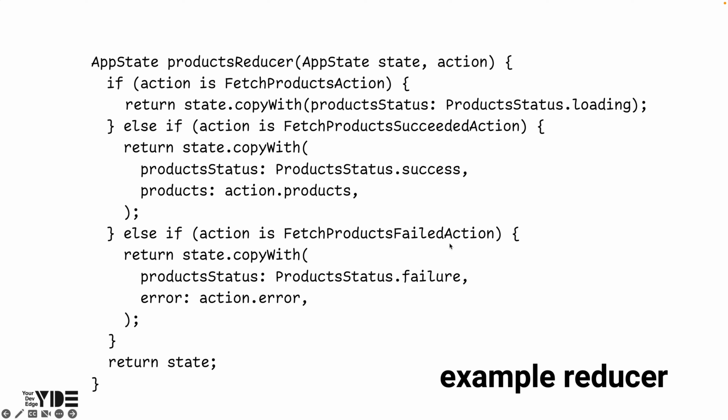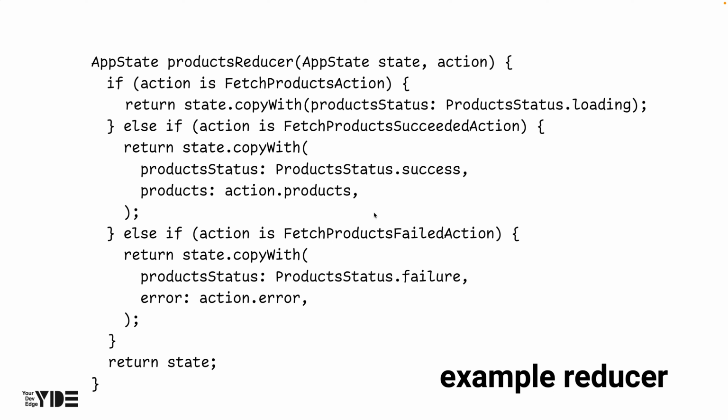If the action is a fetchProductFailedAction, then fetching data from the remote API has failed. In this case, use the copyWith function of the state to create a new state where productStatus is productStatus.failure and error is action.error and return it. If there is no such action, the state is returned as it is.